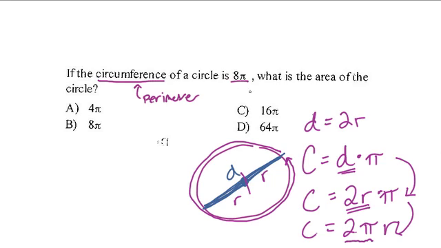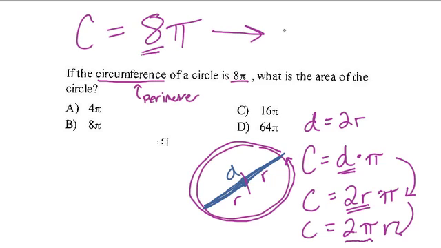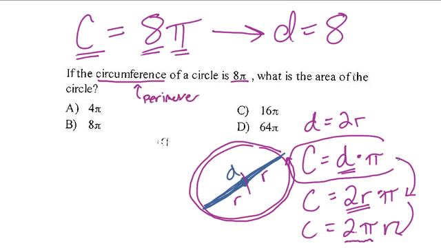Anyway, they want to know what is the area of the circle. So what are they telling us? Well, they're telling us the circumference equals 8 times pi. What does that mean? If we look at our formula, where it's diameter times pi, that means that 8 needs to be the diameter, because we're taking the number 8 and multiplying it by pi, and that is circumference. Well, that means that 8 is your diameter.